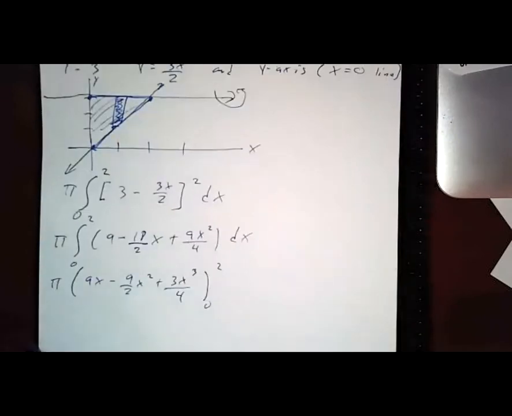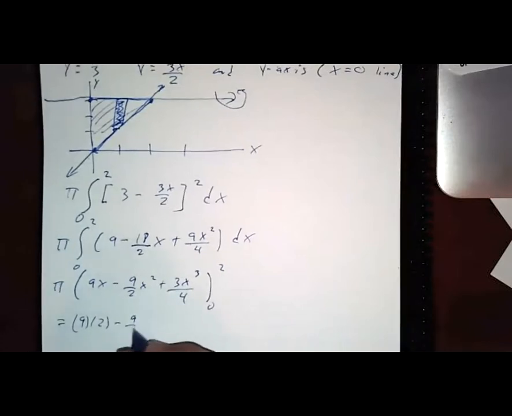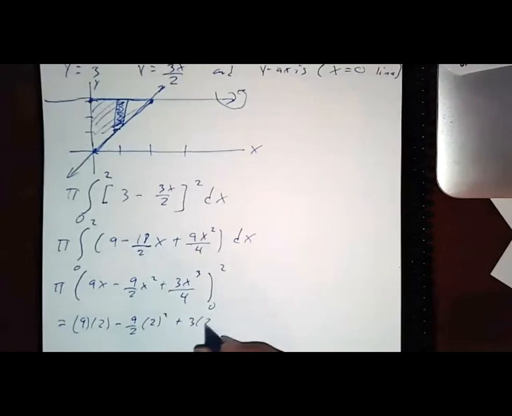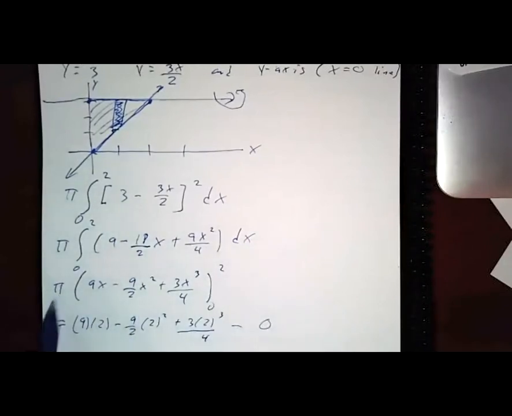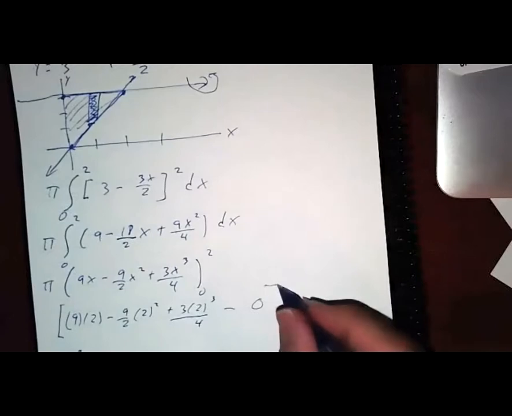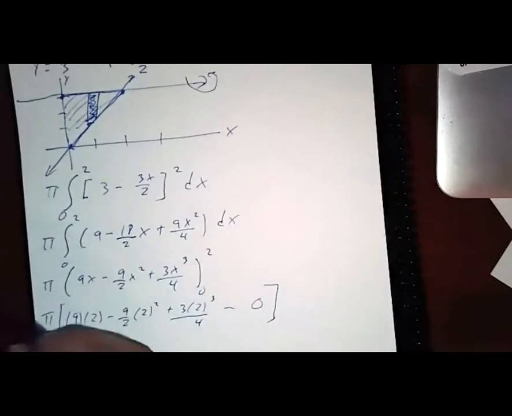All right, see if this comes out. Let's double check. So it'll be 9 times 2 minus 9 over 2 times 2 squared plus 3 times 2 cubed over 4 minus 0. So this will be 18. Oh, don't forget there's a pi. I forgot about it. Hopefully this all turns into 6 pi. Otherwise, I'm just going to go to sleep and give up on life. I'm just kidding. There we go.